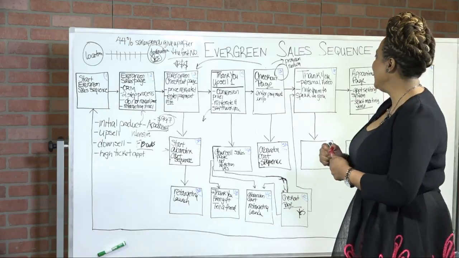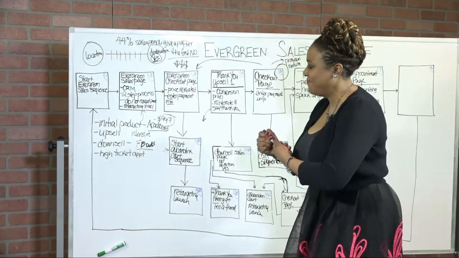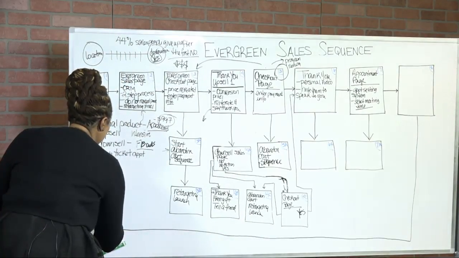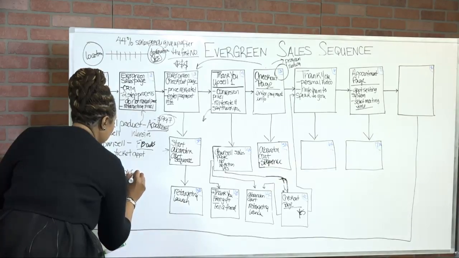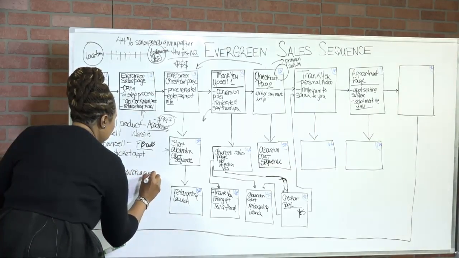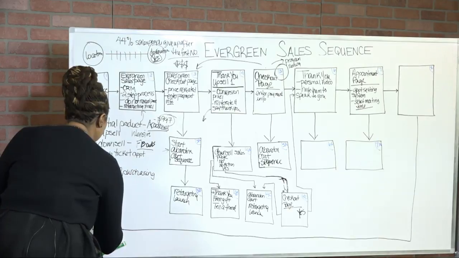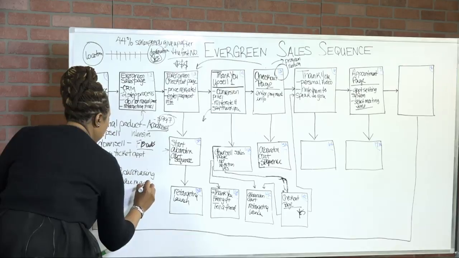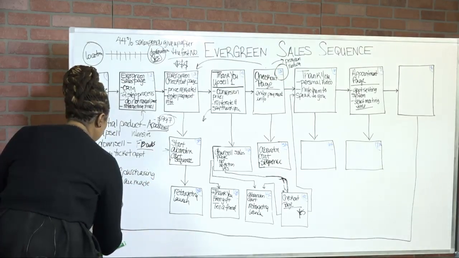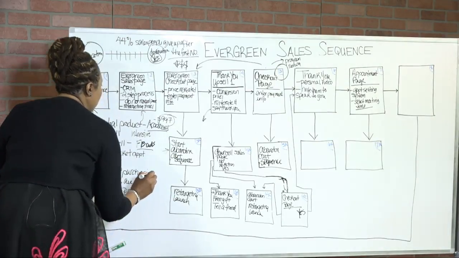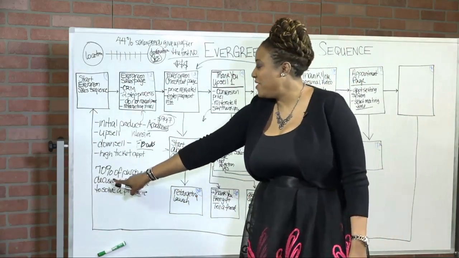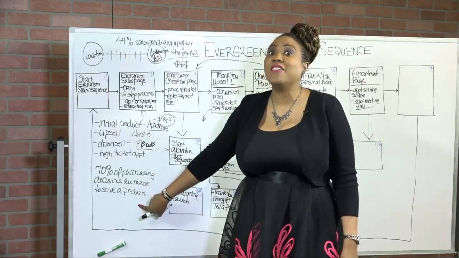I want you to write this down. Find a spot to write it. 70% of purchasing decisions are made to solve a problem. So your products, programs, or services solve problems. These are the things that are keeping people up at night. 70% of purchasing decisions are made to solve a problem.